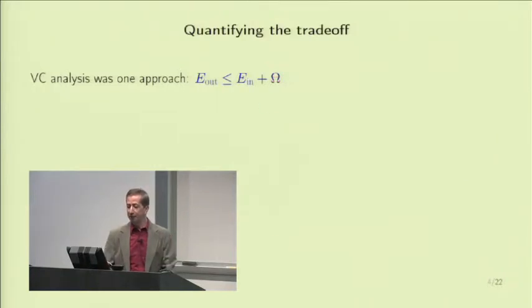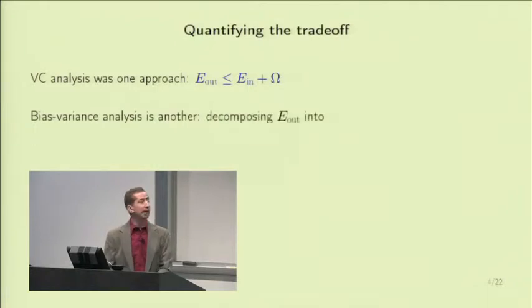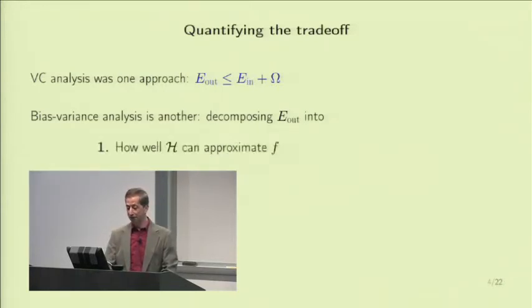Now, the bias-variance analysis has another approach. It also decomposes E_out, as you did in the generalization bound, but it does decompose it into two different entities. The first one is an approximation entity. How well can H approximate f? Well, what is the difference then? The difference is that the bias-variance asks the question, how can H approximate f overall, not on your sample, in reality?